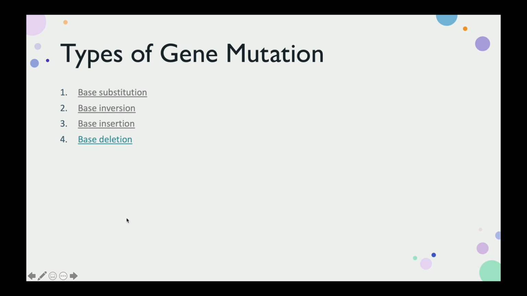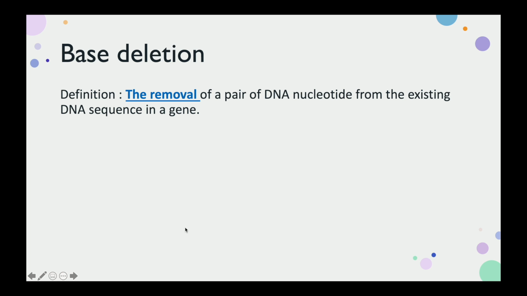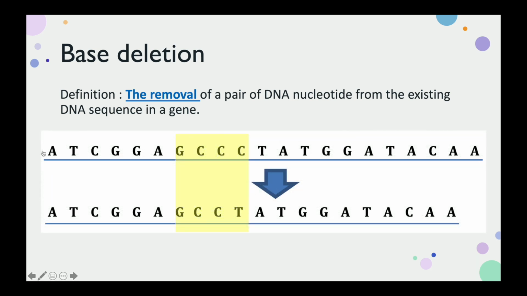The last type of gene mutation is known as base deletion. Base deletion refers to the removal of a pair of DNA nucleotides from the existing DNA sequence in a gene. For example, this is the original DNA sequence of a gene. This, however, is the DNA sequence of the gene after mutation has taken place. As you can see, one of the cytosines in the original DNA sequence has been removed. Once this happens, the base T, A, T, G, and all the subsequent DNA nucleotides will be brought forward.